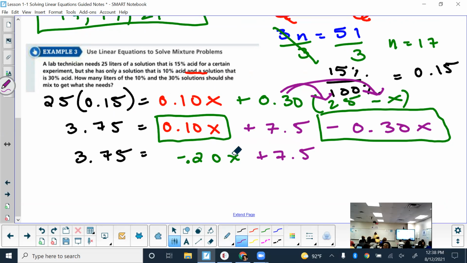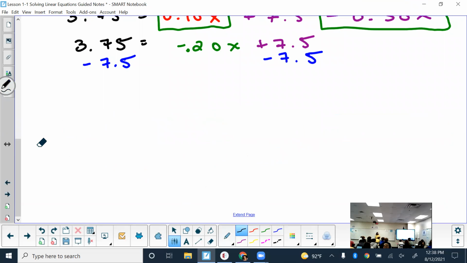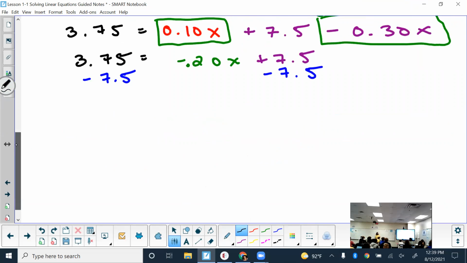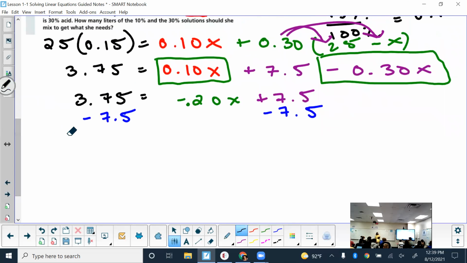All right. How can I get the x by itself? Do I get rid of the negative 0.20 or the 7.5? 7.5. And I get rid of it by subtracting, because that's the opposite of adding, good. On the left side, I don't do that kind of math in my head. If you do, great. Hopefully you're right. What is 3.75 minus 7.5?